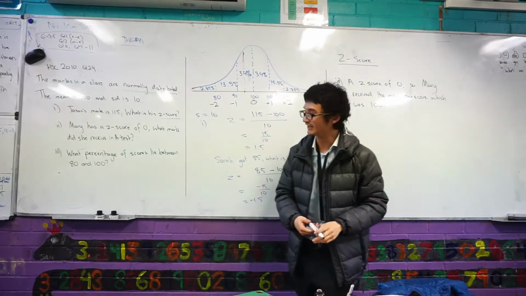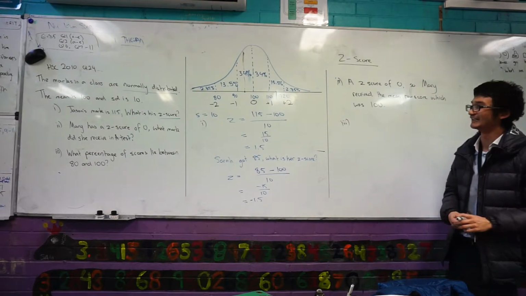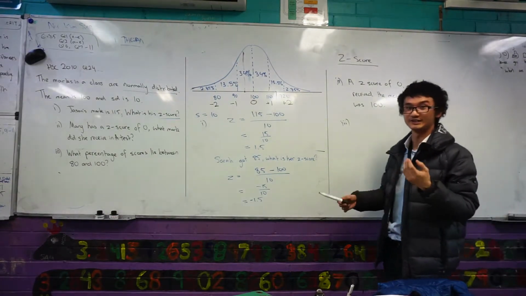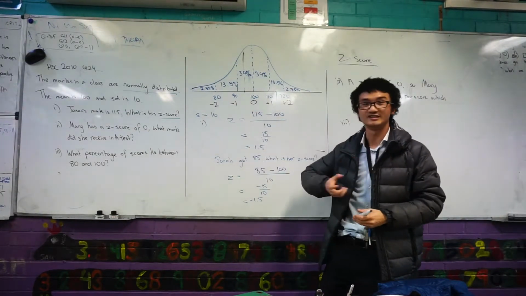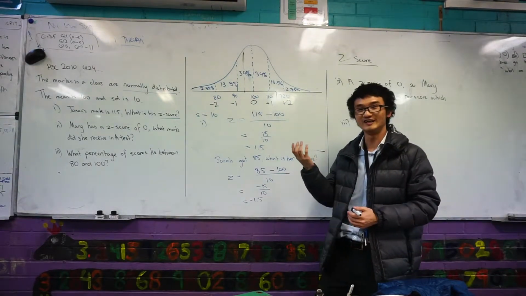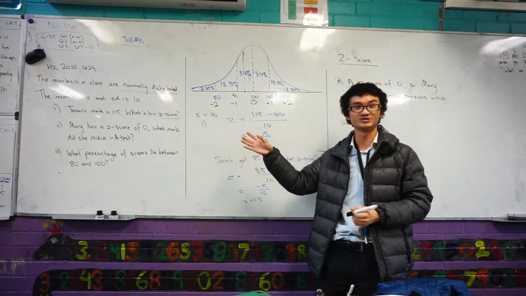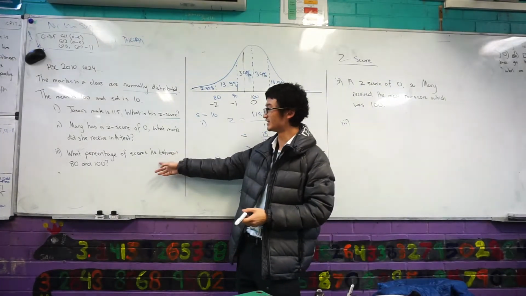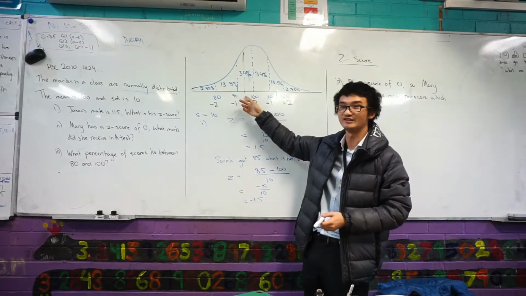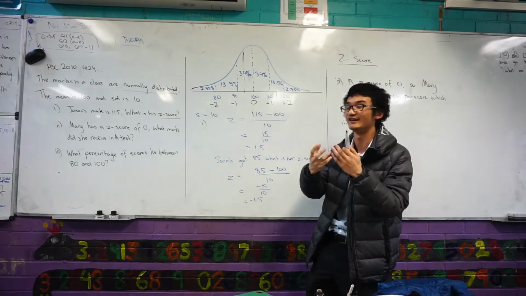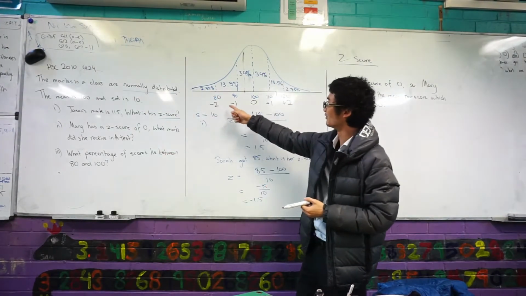Alright, what percentage of scores lie between 80 and 100? Now in this case, that's independent of the z-score. Usually the z-score questions will be mainly related to the z-scores themselves. But when we want to know the percentage of scores, we still have to come back to this normal distribution again. They go hand in hand.